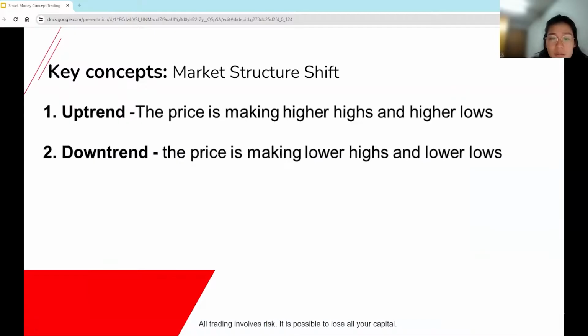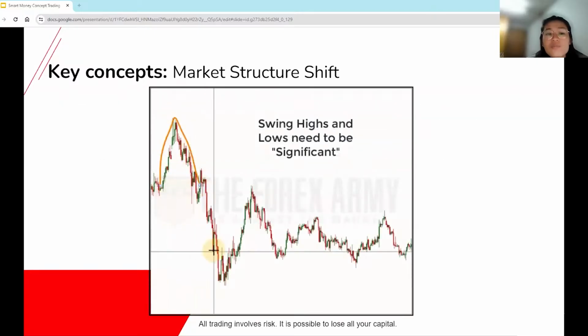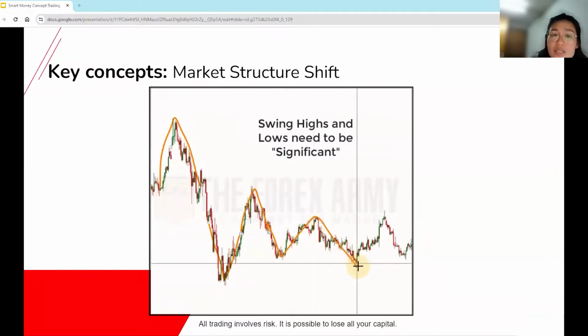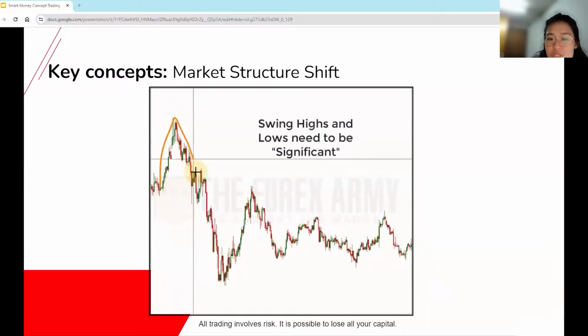So now let's talk a bit about market structure shifts. The main concept with regards to market structure is just the overall trend. If it's an uptrend, obviously the price is making higher highs and higher lows. If it is a downtrend, the price is making lower highs and lower lows. Here's an example. You can see we have our swing highs and swing lows highlighted. This is just pretty much an example for your uptrend and your downtrend.